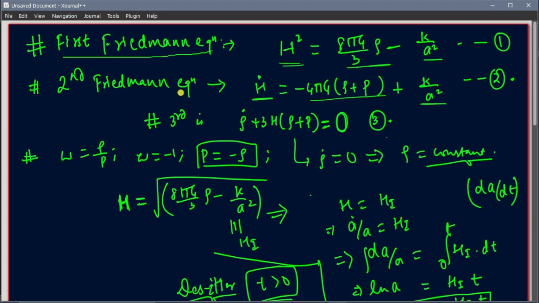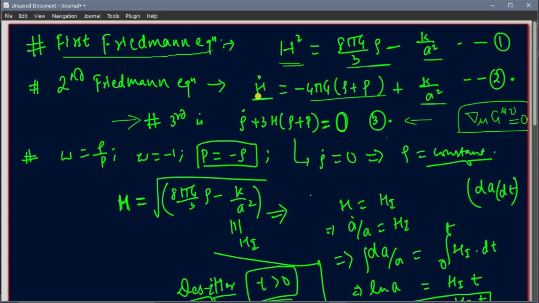But along with these two equations, we have one more important equation: rho dot plus 3H (rho plus p) is equal to 0. I had told you that this is coming from the Bianchi identities, in which the covariant derivative of the Einstein field equation must be 0. It means that the energy momentum tensor of all the components in the universe must be conserved, which says that the time derivative of energy density plus 3 times H, the Hubble parameter, times (rho plus p) is equal to 0.